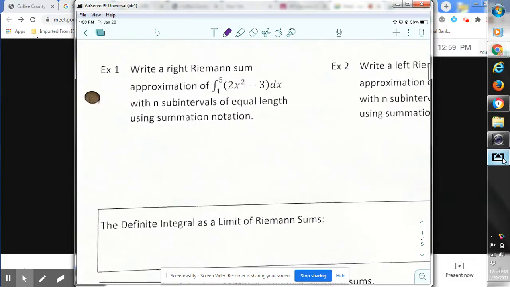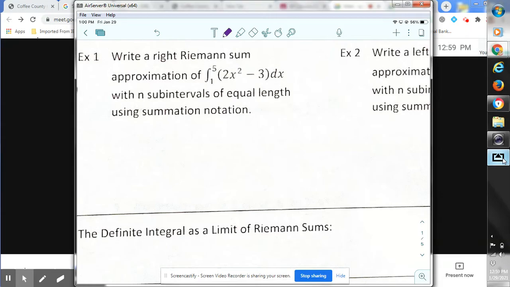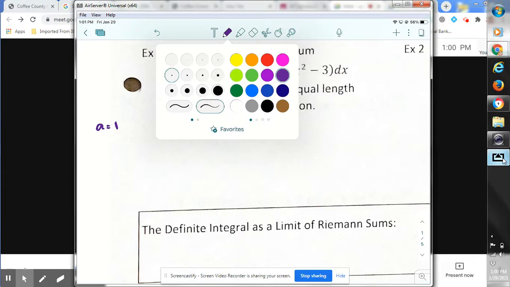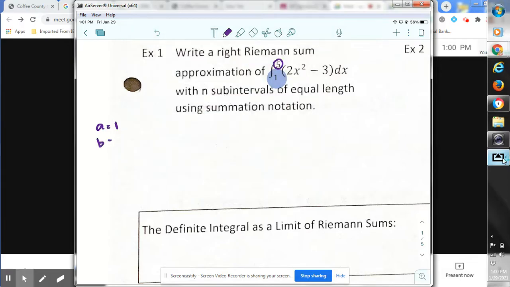All right, so on example 1, we're going to write a Riemann sum to approximate the integral from 1 to 5 of 2x minus 3 dx within subintervals of equal length and summation notation. All right, so what I would do over to the side is just write down what everything is. So a is going to be this value down there, the lower limit. So a is 1. B is going to be this value here. So b is 5. So we can use this and go ahead and find delta x. So that's equal to 5 minus 1 over n, or 4 over n.